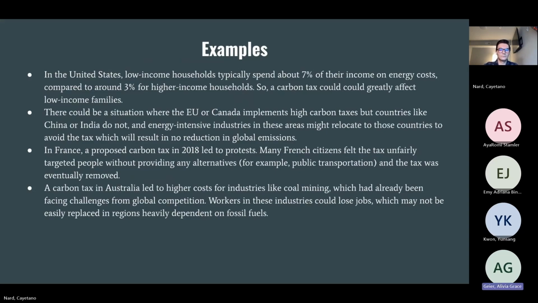Another example is in France, a proposed carbon tax in 2018 led to many protests. Many French citizens felt the tax unfairly targeted people without providing any alternatives, for example, public transportation, and the tax was eventually removed. And then my last example is a carbon tax in Australia ended up leading to higher costs for industries like coal, already facing challenges from global competition, and workers in these industries could lose jobs, which may not be easily replaced in regions heavily dependent on fossil fuels.